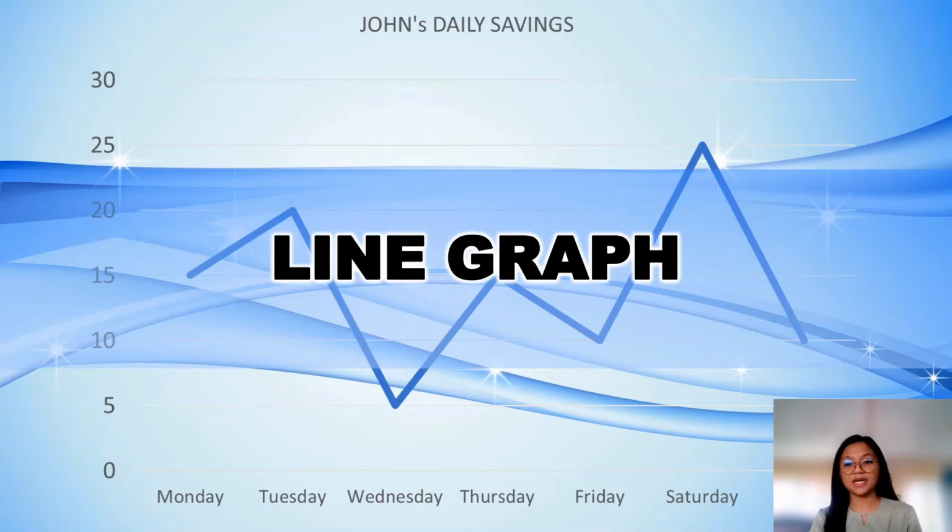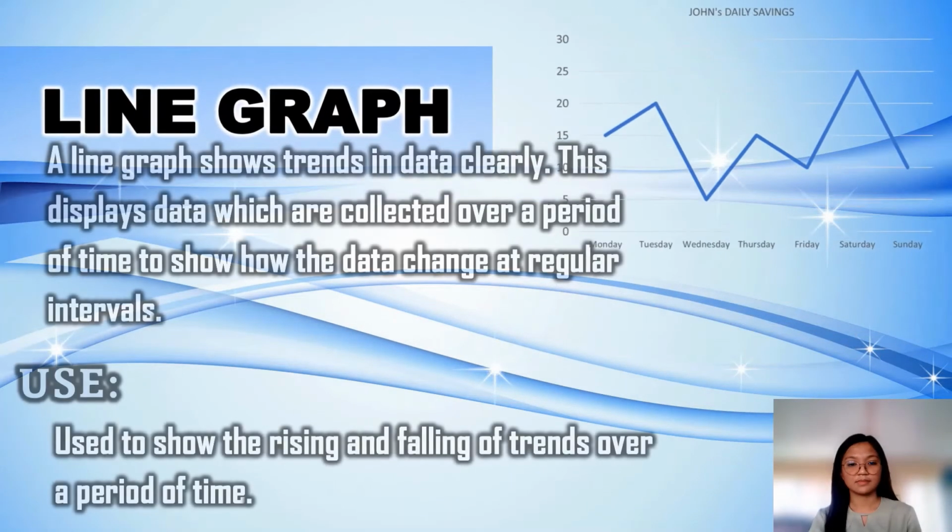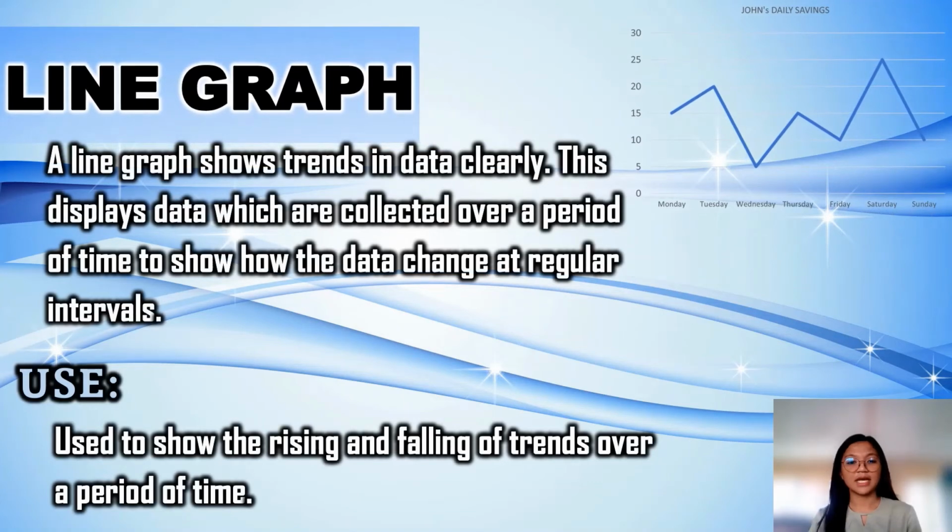The third graph is the line graph. A line graph shows trend in data clearly. This displays data which are collected over a period of time to show how the data change at regular intervals. Line graph is used to show the rising and falling of trends over a period of time.